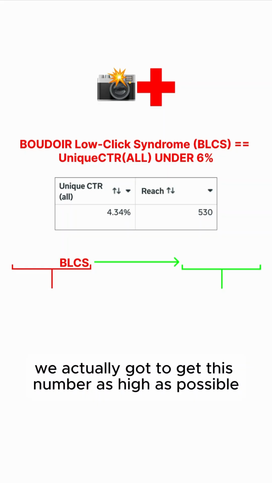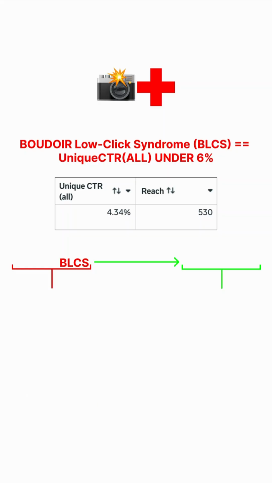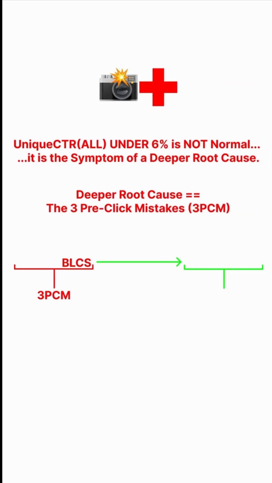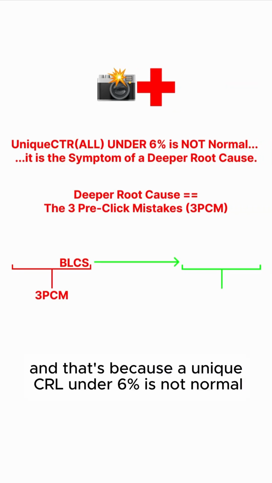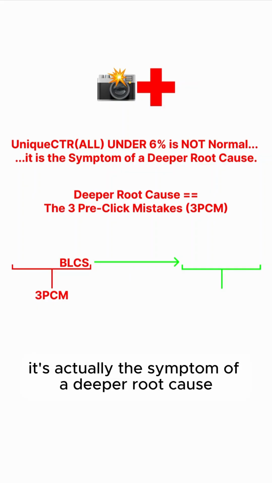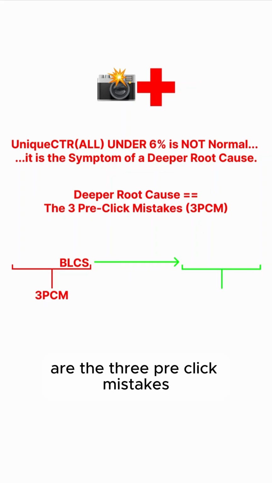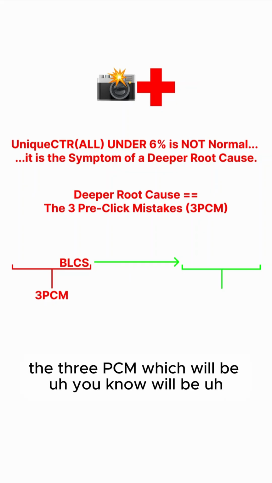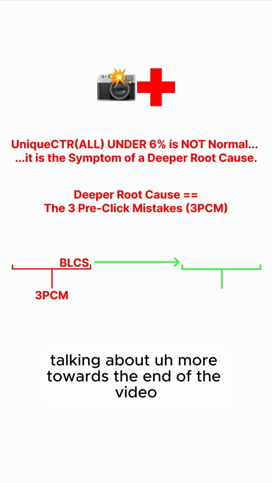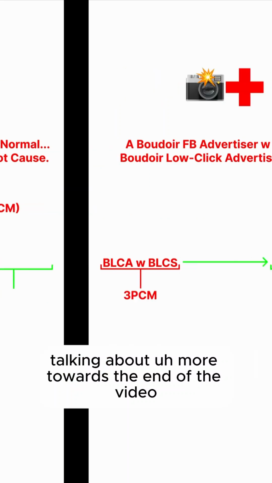So we've got to get this number as high as possible, literally as high as possible. 6% is the minimum. 6% means we've got a big problem. That's because a unique CTR under 6% is not normal. It's actually the symptom of a deeper root cause. And that deeper root cause is the 3 pre-click mistakes, the 3 PCM, which we'll be talking about more towards the end of the video.